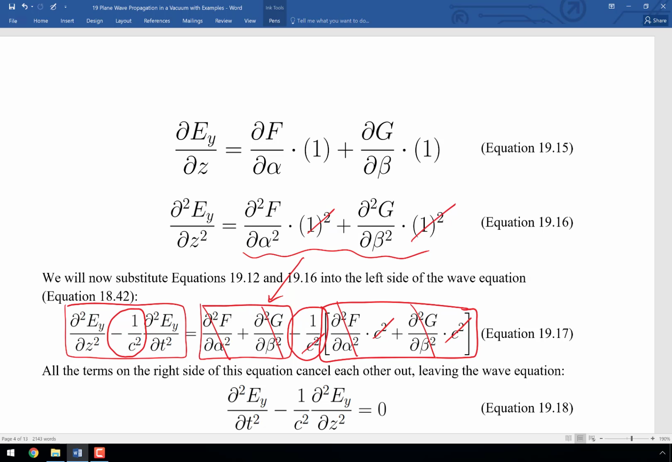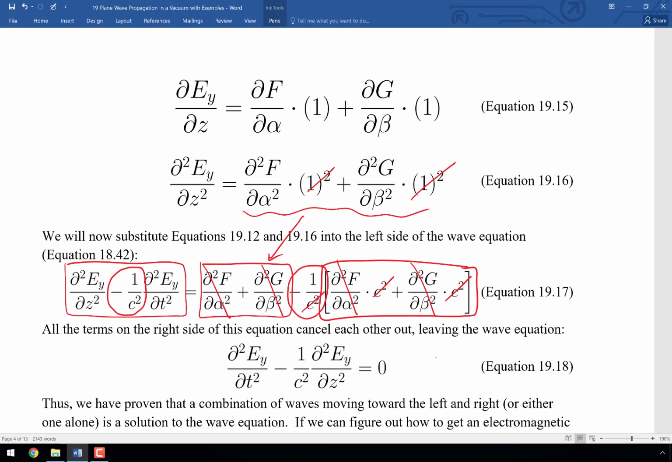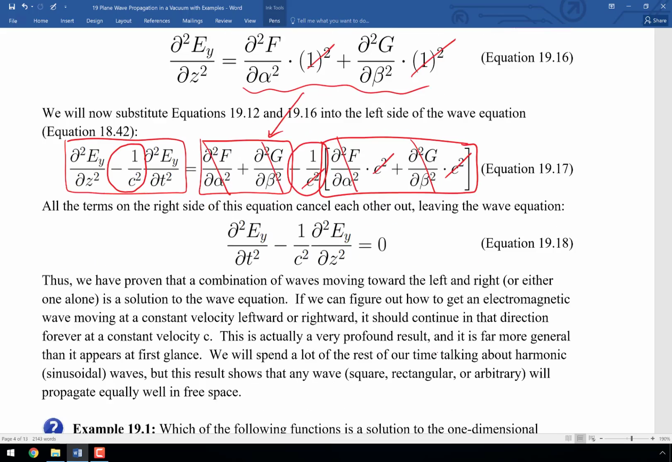And so what we find is that when we do calculate the second derivatives with respect to time and space and plug them into the wave equation, we do in fact get the right-hand side to be 0, which therefore means that this is a solution to the wave equation. So, good. The most general possible solution to the wave equation, we see that it is a wave moving toward the right superimposed with a wave that's moving toward the left.